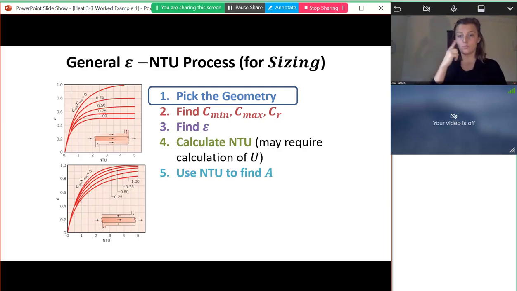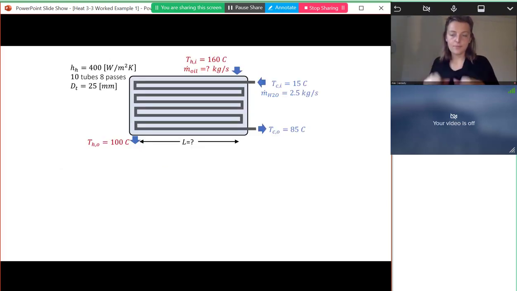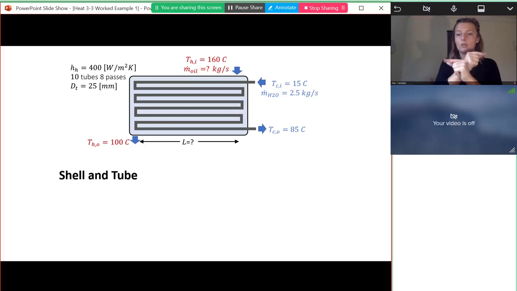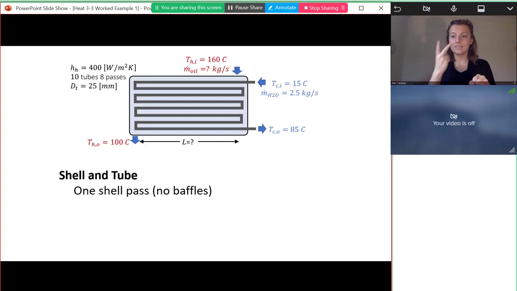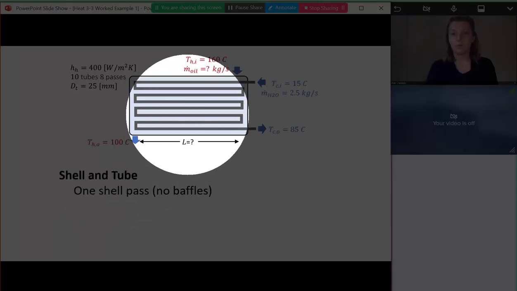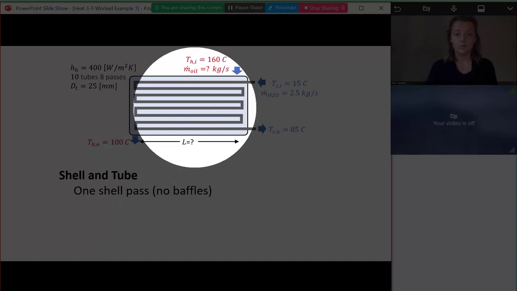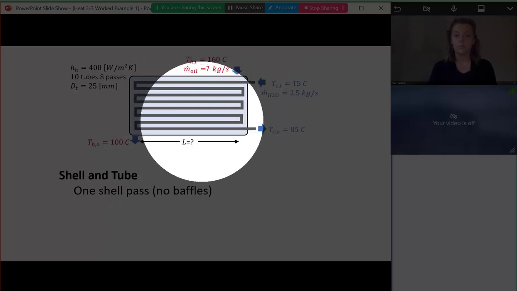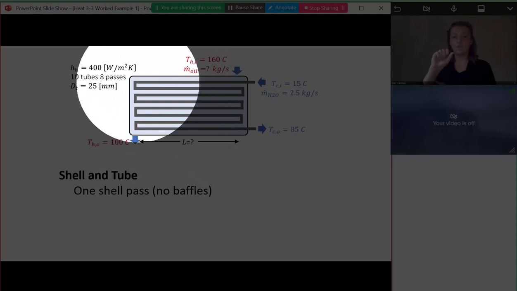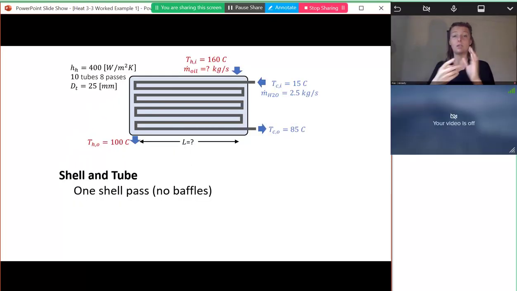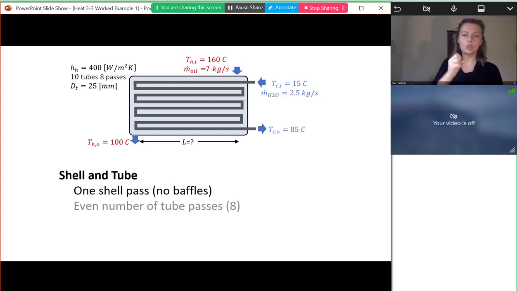So first we want to pick the geometry. Here we can see from this picture that we have a shell and tube heat exchanger, with tubes running through this shell. We have one shell pass. What that means is that there are no baffles in the problem. If we had baffles, we would have lines running vertically here, so that the flow would have to go up and down across the tubes multiple times. That would be shell passes. But here we don't have any of those because there are no baffles. We have an even number of tube passes at 8.